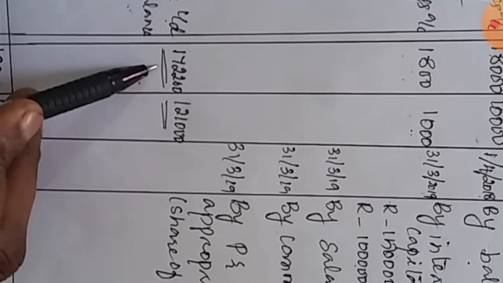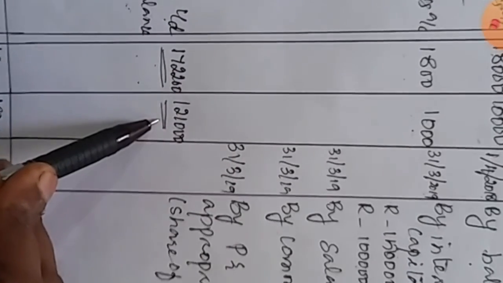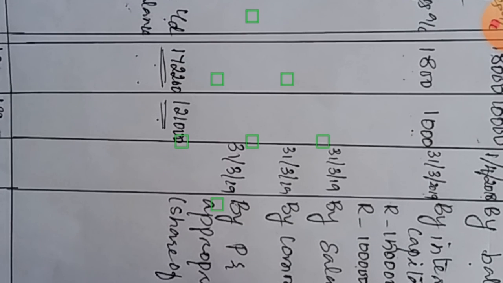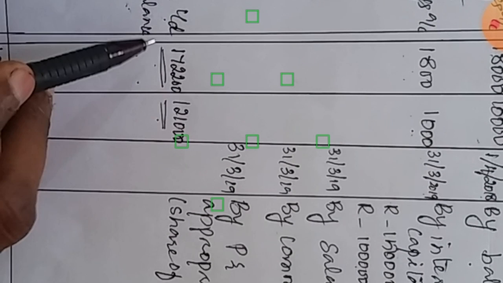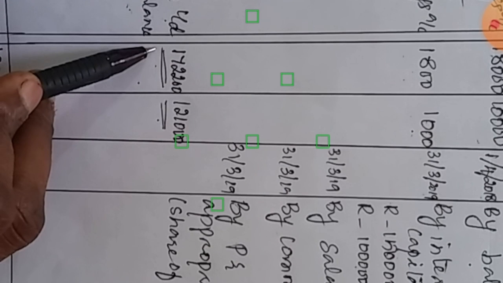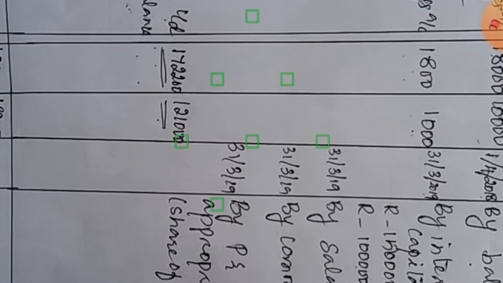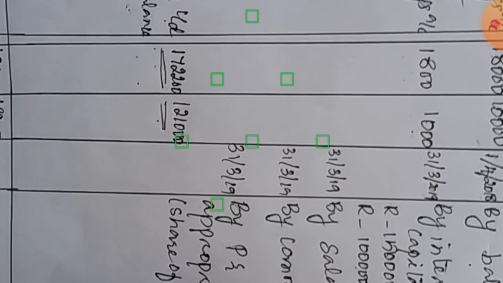Why is it the closing balance? We started with the opening balance of 1,50,000 for Rakesh and 1 lakh for Rakshita. This is about the closing balance of Rakesh and Rakshita. You can see the opening capital balance of Rakesh is 1,50,000. Now it has become 1,72,200. For Rakshita, the opening balance is 1 lakh, and the closing balance is 1,21,000.